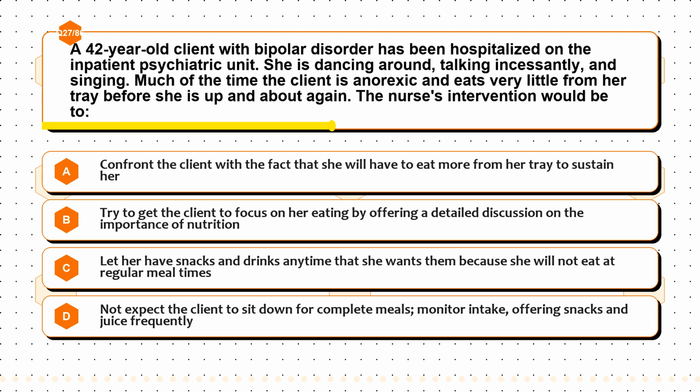Option A. Confront the client with the fact that she will have to eat more from her tray to sustain her. Option B. Try to get the client to focus on her eating by offering a detailed discussion on the importance of nutrition. Option C. Let her have snacks and drinks anytime that she wants them because she will not eat at regular meal times. Option D. Not expect the client to sit down for complete meals. Monitor intake, offering snacks and juice frequently.